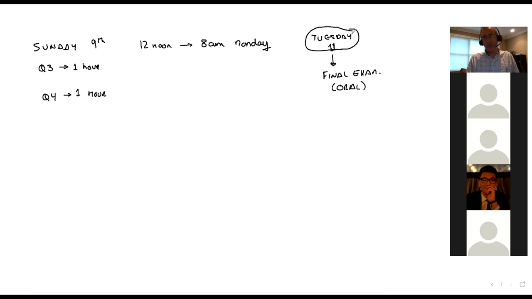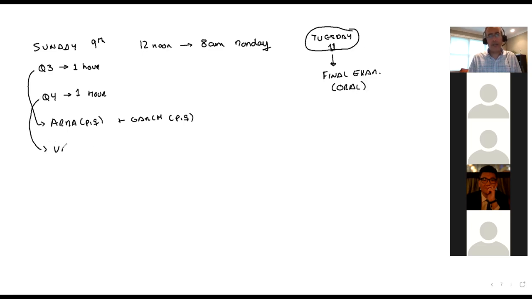Yes. Okay. So guys, Q3, it's 1 hour each. Q3 contains basically ARMA(p,q) plus GARCH(p,q) models. So this is Q3. And Q4 is going to be basically VAR, error correction model, plus VEC model. So these ones are here.